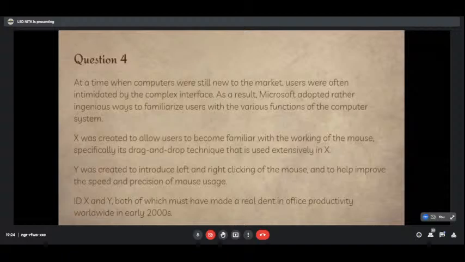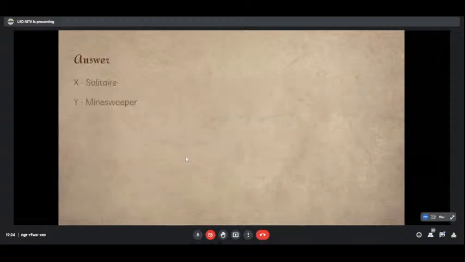Next question. So these computer entities popularized the drag and drop technique and right clicking and left clicking in very fun ways. So what do you think X and Y are? Anyone want to answer? Is X Clippy? It's not Clippy. I put solitaire. Yeah, that's correct. X is solitaire, the drag and drop technique, and Y is Minesweeper, the other game.